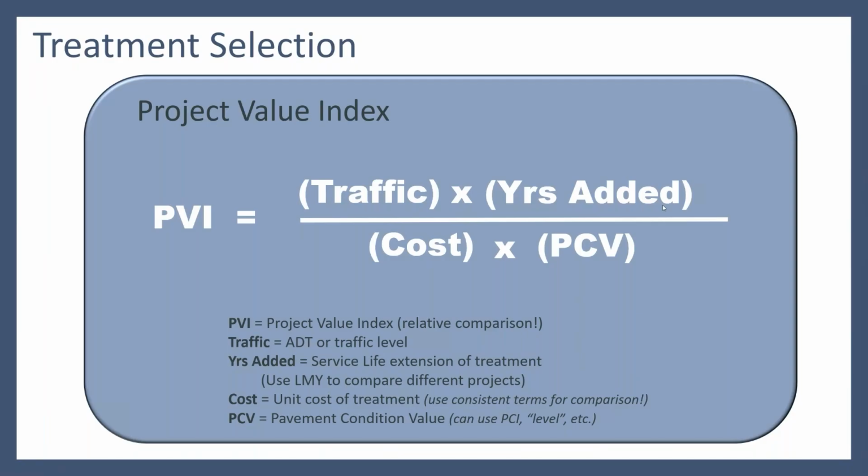But when we're looking at the project value and we're trying to just select a treatment, the treatment is on the same roadway. So traffic is the same and condition of that roadway is the same because it's the same road. So really all we're comparing is how many years added compared to the cost. So we're back to that equivalent annualized cost. So looking at treatment selection is fairly simple.